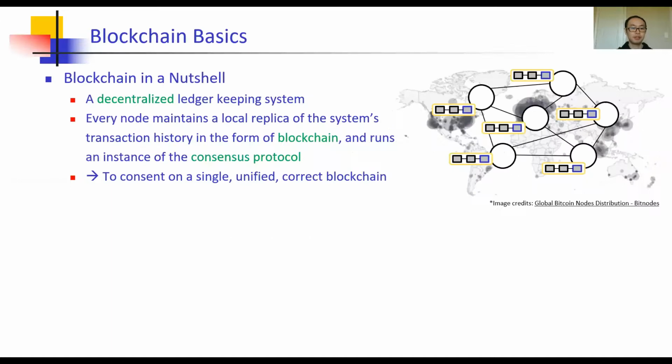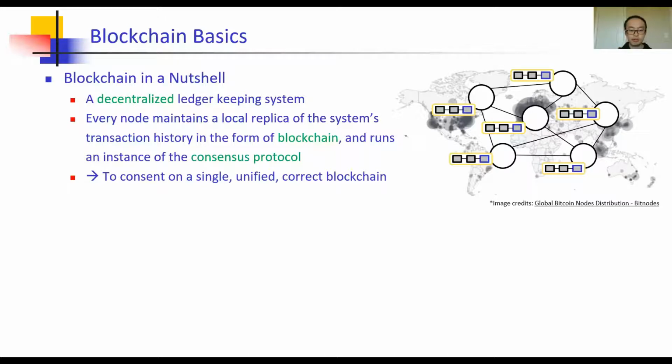But first of all, some blockchain basics. Blockchain has been a very hot topic recently for its success in cryptocurrencies and potential applications from global payment networks to supply chain. Simply put, blockchain is a decentralized ledger keeping system in that every node keeps track of the system's transaction history in the form of blockchain, and all nodes rely on a consensus protocol to agree on a single, unified, and correct blockchain without the help of a trusted authority.